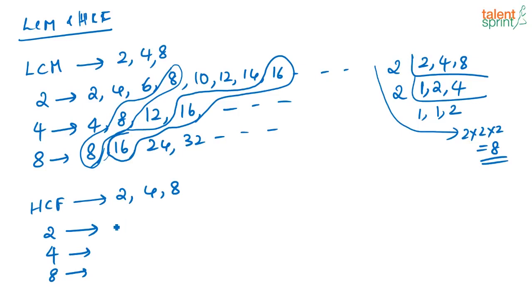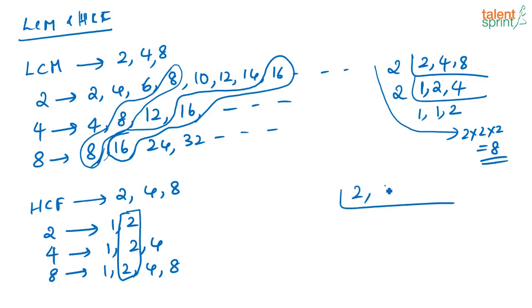Correct? So here the factors of 2 are 1 and 2. Factors of 4 are 1, 2 and 4. Factors of 8 are 1, 2, 4 and 8. Now what is the common factor? The highest common factor for all these three numbers is 2. So HCF is 2.